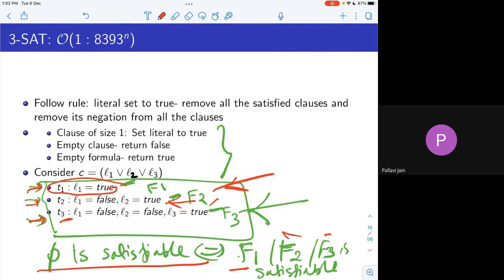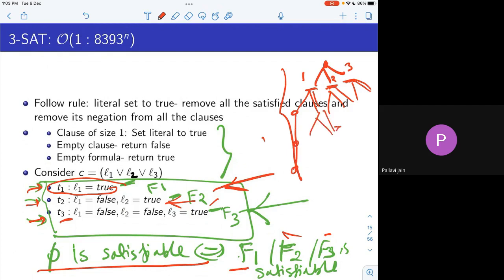All the clauses will have at most three literals. Every time we are just trying these three types of branches, so our tree will look like this. For each clause, we try these three branches, where here we are reducing variables by one, here by two, and here by three. You can keep going like this, but only till depth n, because each time your variable count reduces by at least one, so in any branch you will not go more than n.